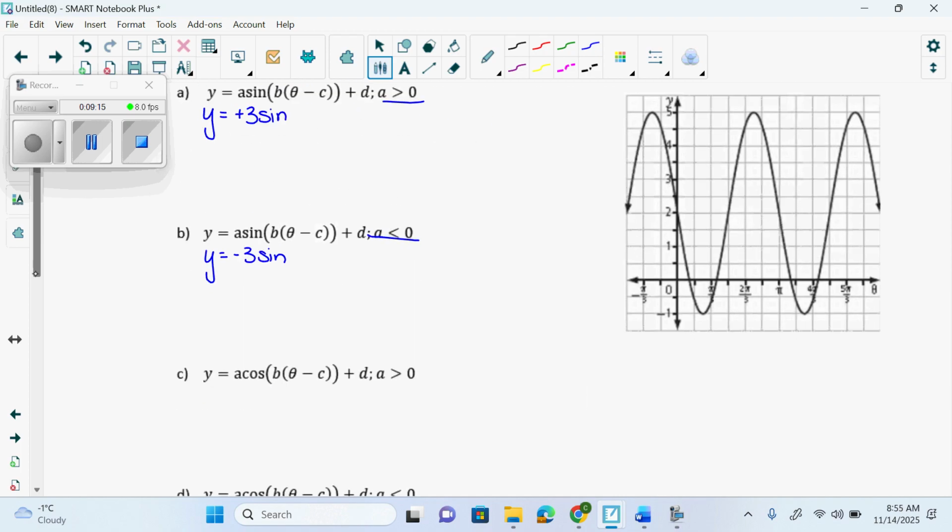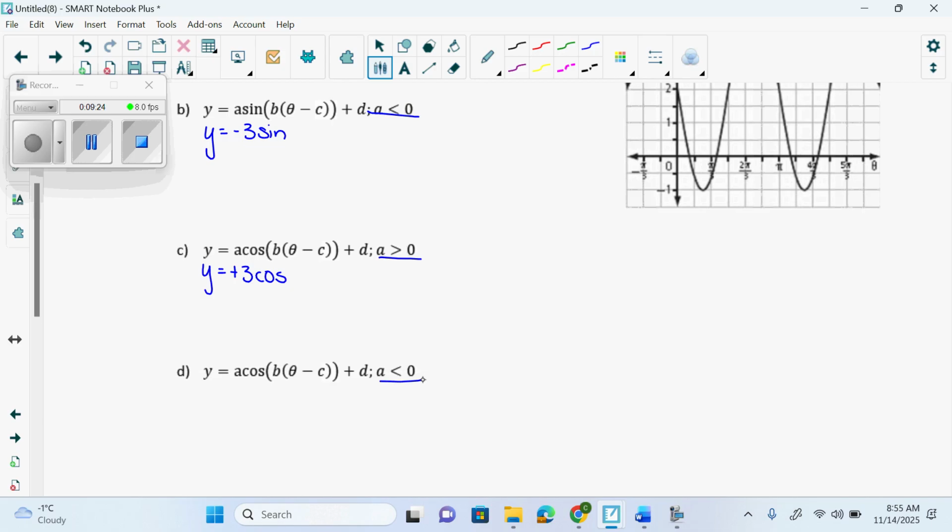And then this one is cos, where a is positive. So we get y equals positive 3 cos. And then this one is cos, where a is negative. So y equals negative 3 cos. I gave this one in the notes so you could specifically see how they could ask for a specific equation, right? A, B, C, D are completely different equations that they can force you into. They wouldn't ask for all 4, but they could ask for A, B, C, or D.